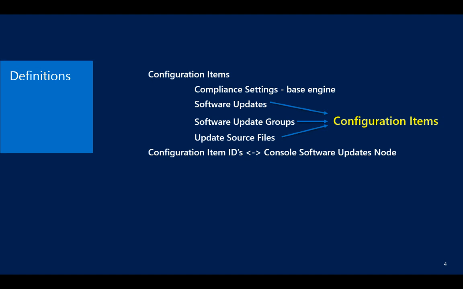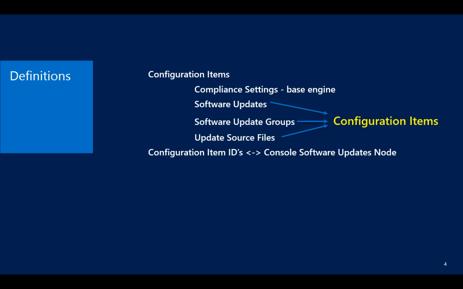Software updates either are going to be compliant or they're not. They're going to be required or they're not. They're going to be installed or they're not. So configuration items define the parameters around that, and the engine for software updates will check that on the client side. That's client side, so we'll save that for later.